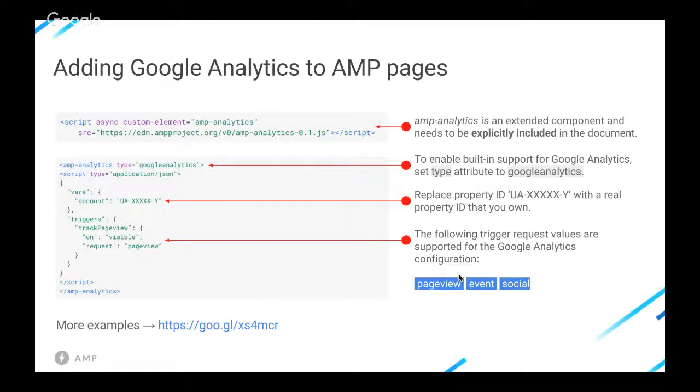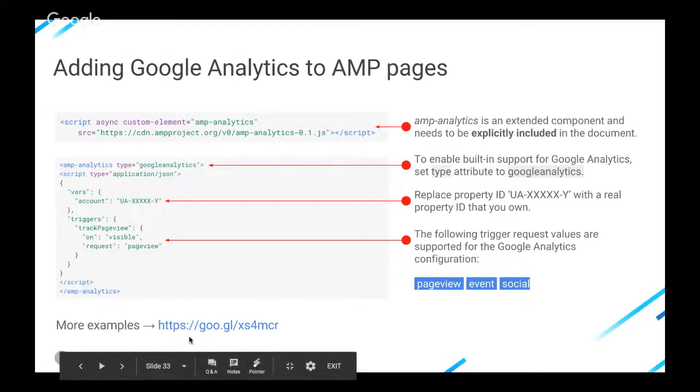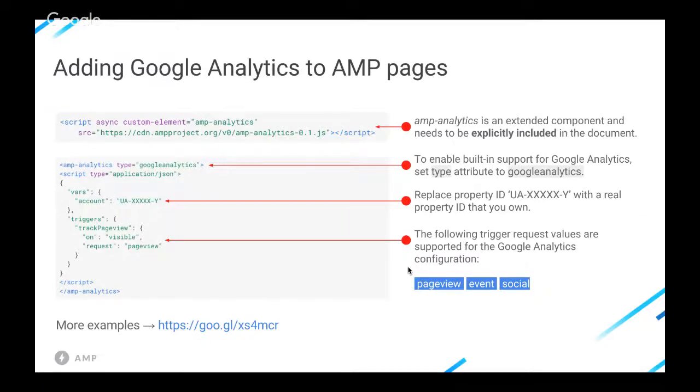So this will let you track the number of page views that you receive on your AMP page. And if you want to get some more information on how that works, and what to do in case I want to use the event request or the social request, then I created this short link here which guides you to the correct page. It's going to be the Google short domain and then XS4MCR. And obviously you can always go back into the slides and copy-paste the URL later on.